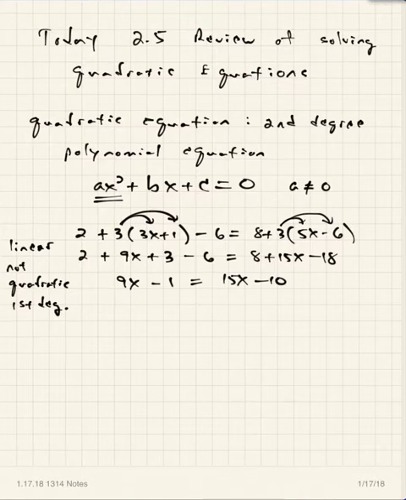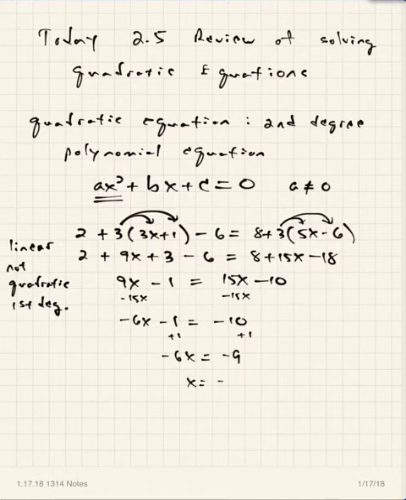And then you would subtract 15x from both sides of the equation, and you get negative 6x minus 1 equals negative 10. And then you'd add 1 to both sides of the equation. You get negative 6x equals negative 9. And then divide by negative 6, and you get x equals negative 9 over negative 6, or positive 3/2. And so 3/2 would be the solution to this equation, provided I didn't make an arithmetic mistake somewhere in there, which hopefully you're always checking me on.